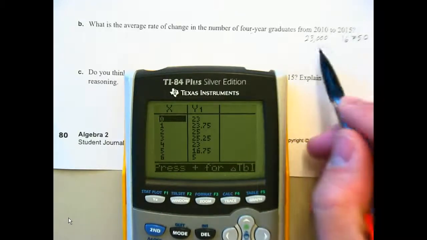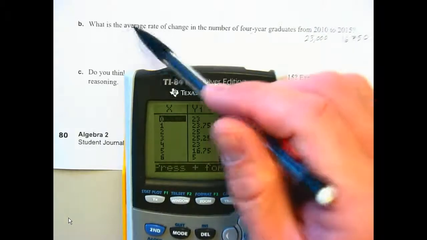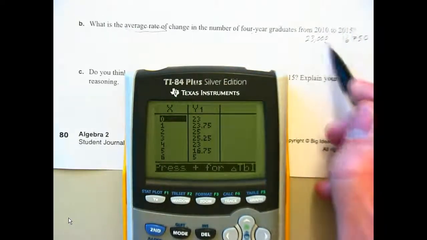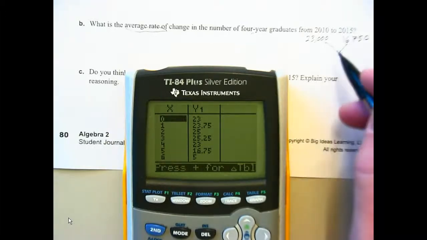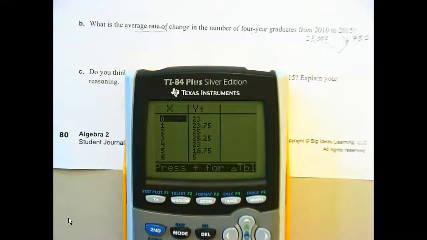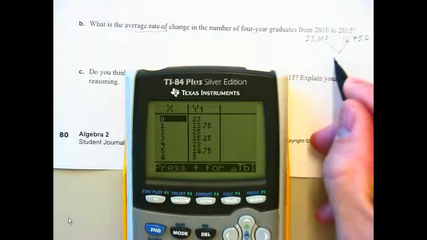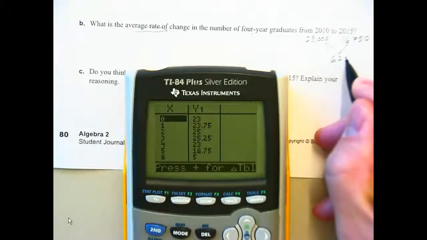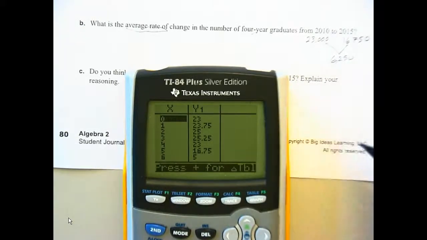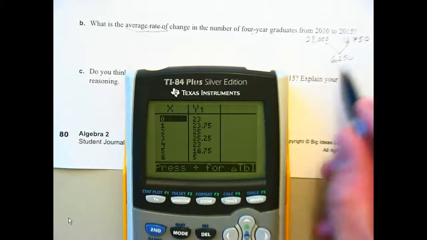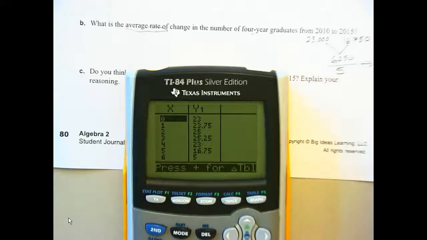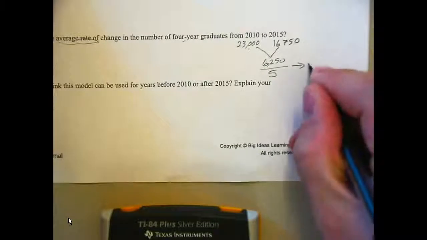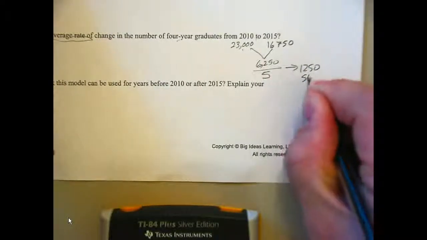Okay? So if I am going down, if I'm trying to find the average rate of change, how much did I change right here? Good, 6,250. Okay, in how many years? In 5 years. So what is my average rate of change per year? Yeah, it would be 1,250 students per year.